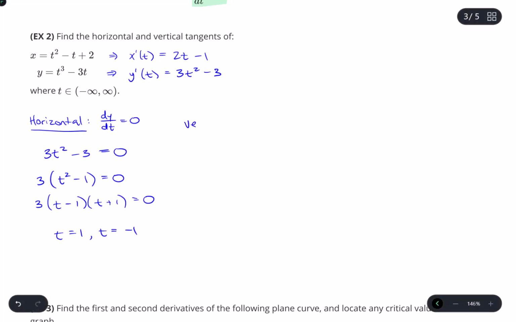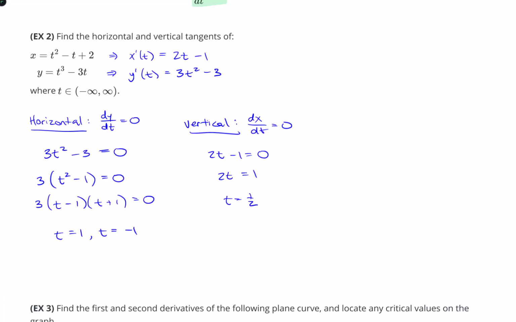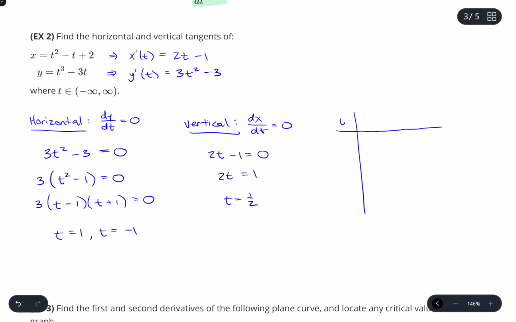Now, vertical tangents, we let dx/dt equal 0 and solve. So I have here 2t minus 1. If I set that to 0, that would give me 2t equals 1, or t equals 1/2. All right, so these are the t values where this happens. These aren't the actual coordinates where they're happening. So to get the actual coordinates, we have to take the t values and calculate the x,y ordered pairs to see where that's happening on the graph itself.